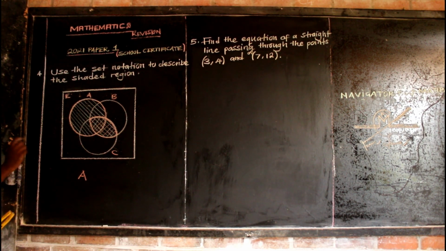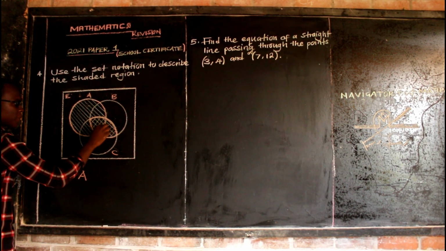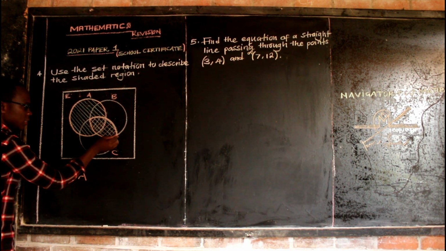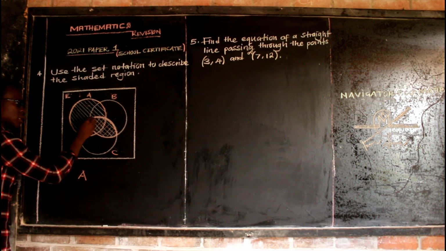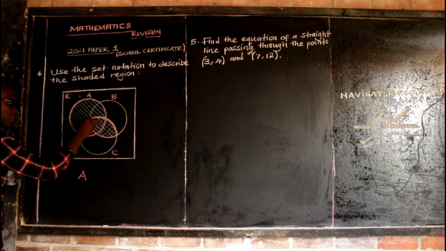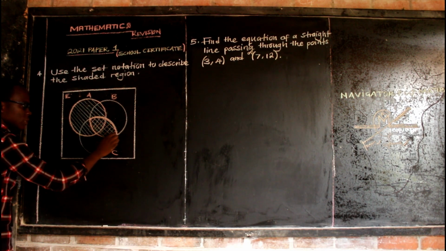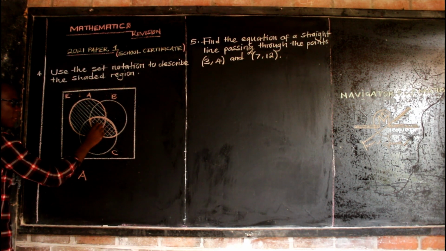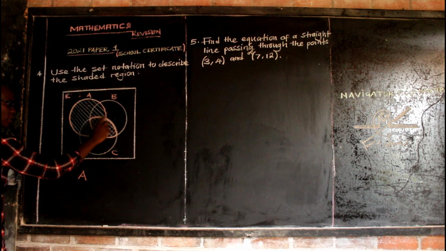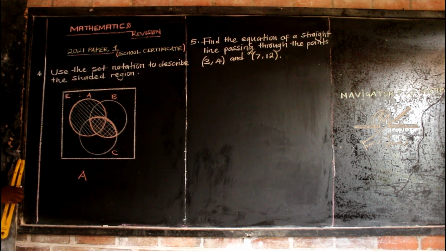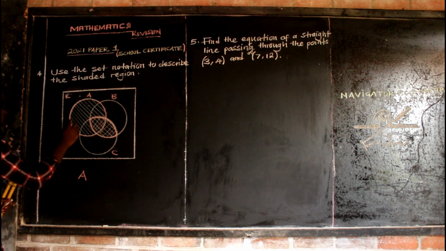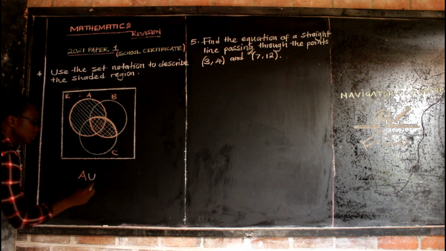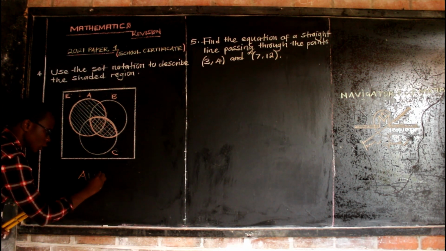Now, using set notation, how do you describe this part? We have got part of C. This is C. Then this is behind, this is B. So this one's an intersection of B and C. So this is B intersection C. So what has been shaded, in short, is A union B intersection C.